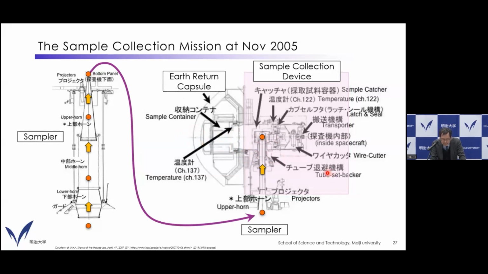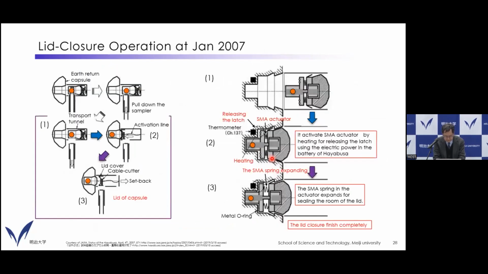And then we have to tightly close the lid of the capsule for transporting the sample safely when entering the Earth's atmosphere. This is the Earth return capsule. Now the sample stays here, in the lid of the capsule, but the lid stays in the device, not the capsule.